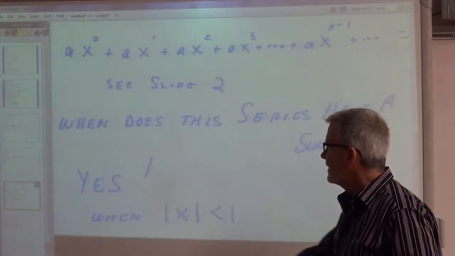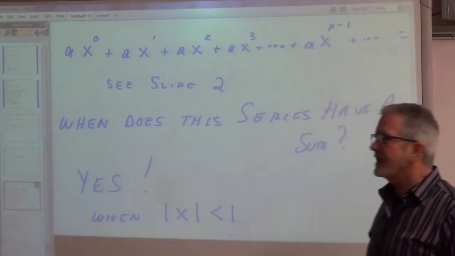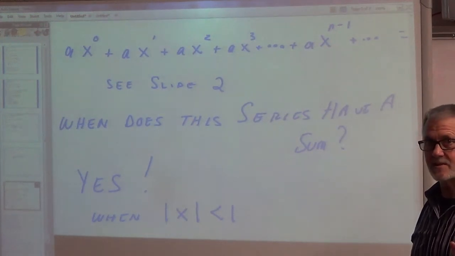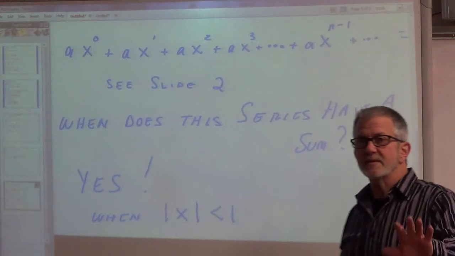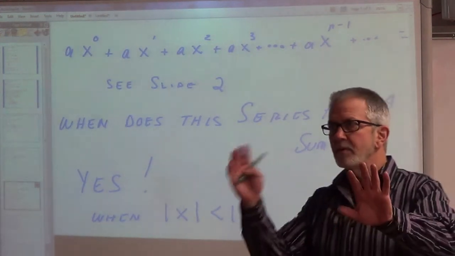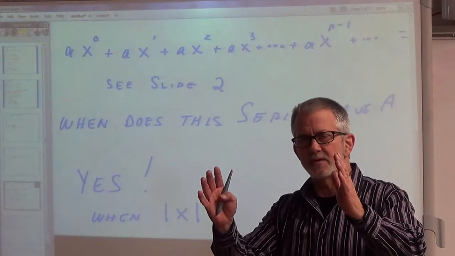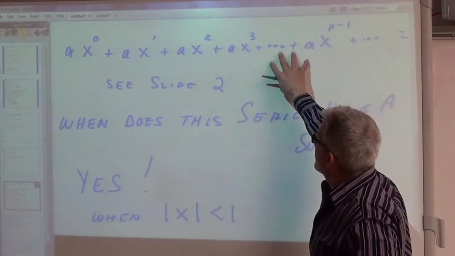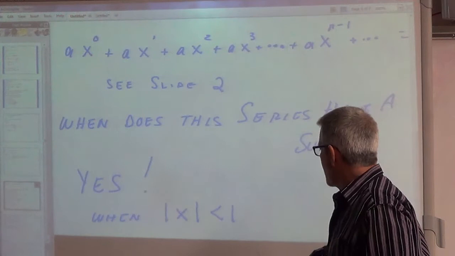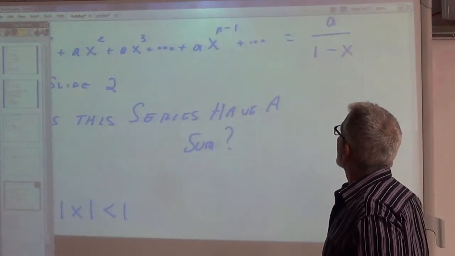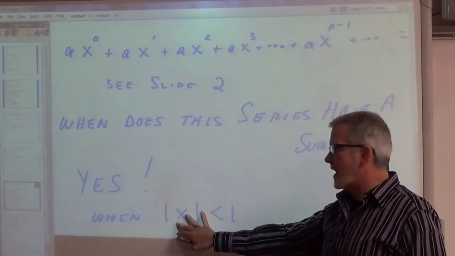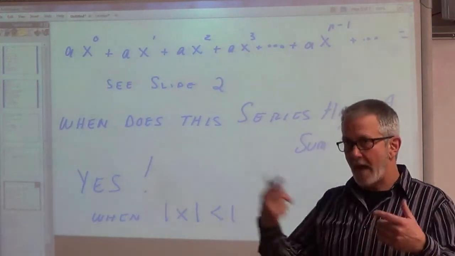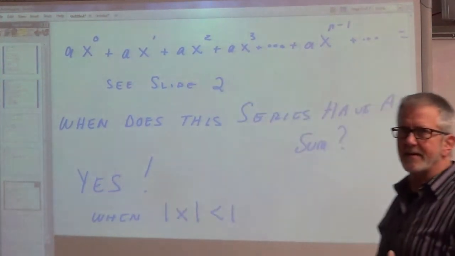Yes. When the absolute value of x is less than 1. It's geometric, is it not? Yes, it's a geometric series. Geometric series converge when the absolute value of the common ratio is less than 1. It's that simple. This thing right here converges to A over 1 minus x when the absolute value of x is less than 1. This is huge. It's not that difficult if you have your head wrapped around the geometric series.